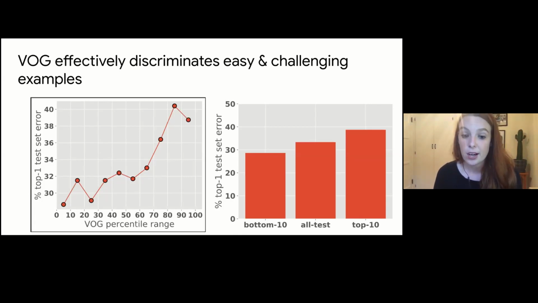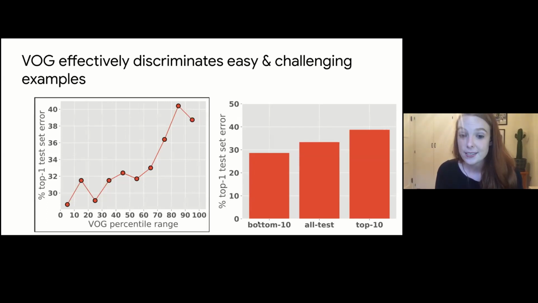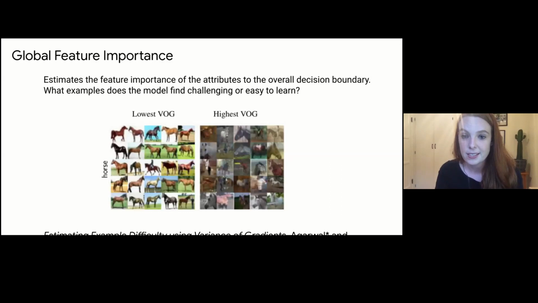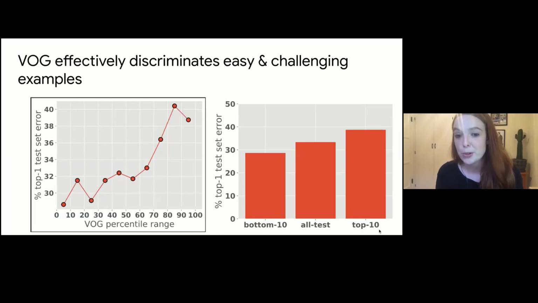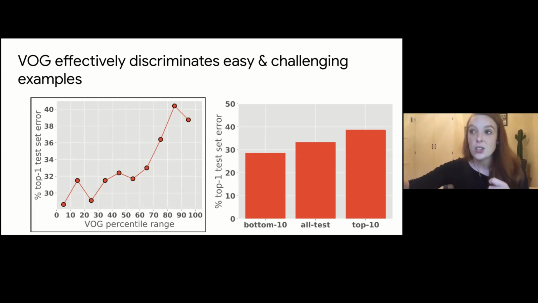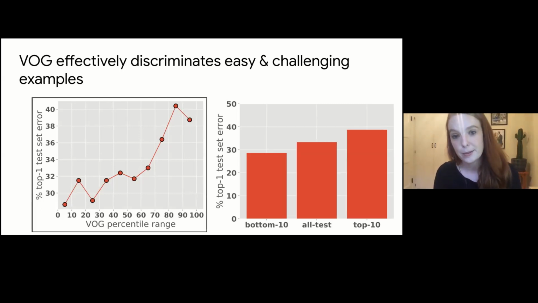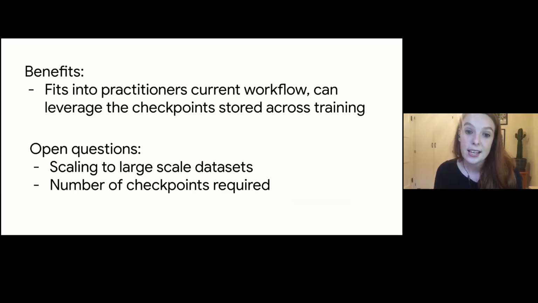So this is CIFAR-100, and this is the bottom 10 percentile of VOG, and you can see it's much lower test set accuracy. And then this is the top 10 percentile, and you can see it's much higher test set accuracy. And so VOG is doing a great job of ranking the entire data set so that it surfaces as high score the most difficult examples to evaluate. And the benefit is that it really fits into your practitioner's current workflow, and you can leverage the checkpoints stored across training.